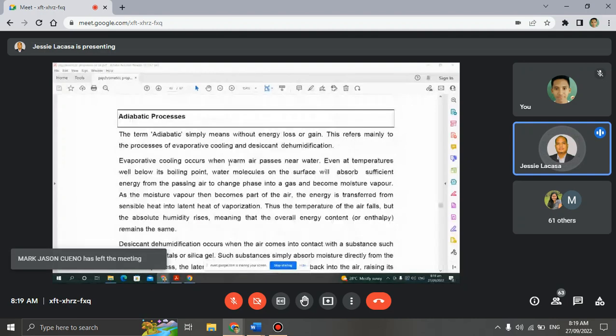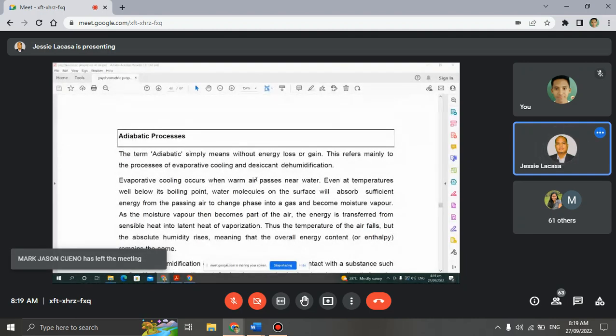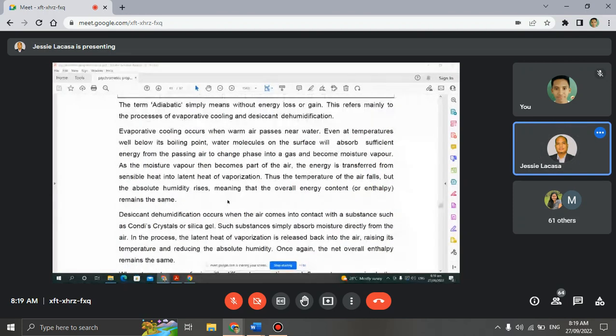Okay, so both the evaporative cooling and heating and dehumidification, so nabilong na siya sa adiabatic process, no? Okay, no heat gain or loss man siya.